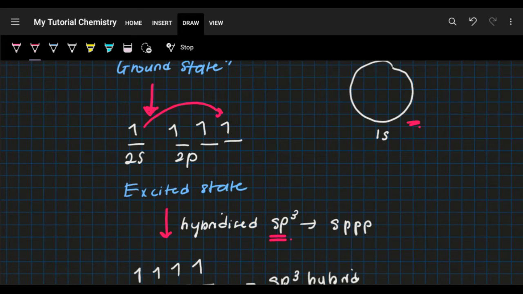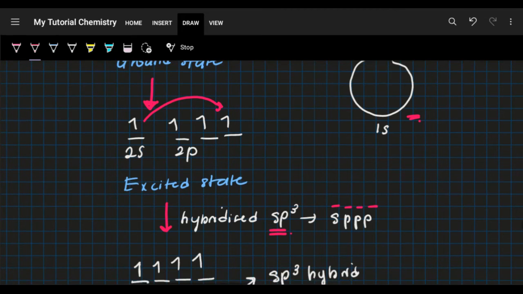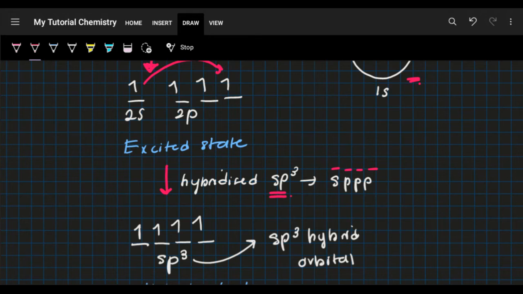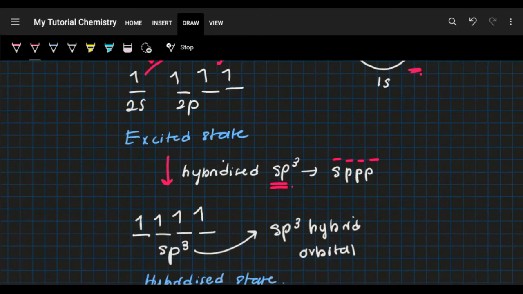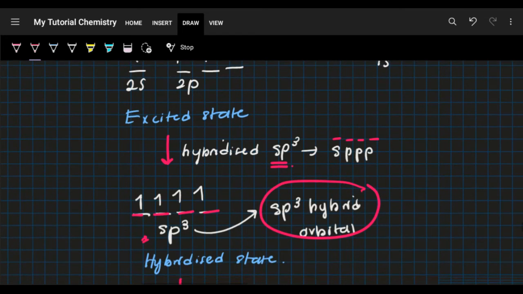sp3 means that it has one s and three p orbitals. So just combine the s and 3p orbitals to form sp3. Look at this orbital diagram: 1, 2, 3, 4, which is made up from one s orbital and three p orbitals. This is called the sp3 hybrid orbital. So this is the hybridized state.